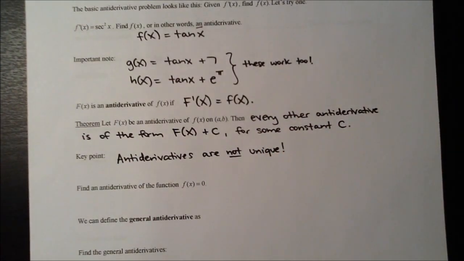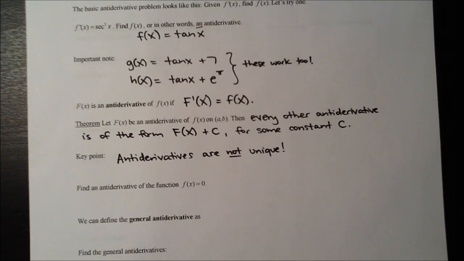There are hundreds and thousands and millions and billions of possible antiderivatives. All we have to do is switch up the constant, and of course we know there are an infinite number of constants available to us, which means there are an infinite number of antiderivatives for any given function.